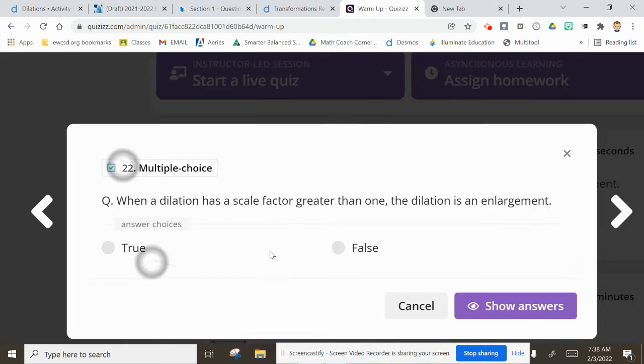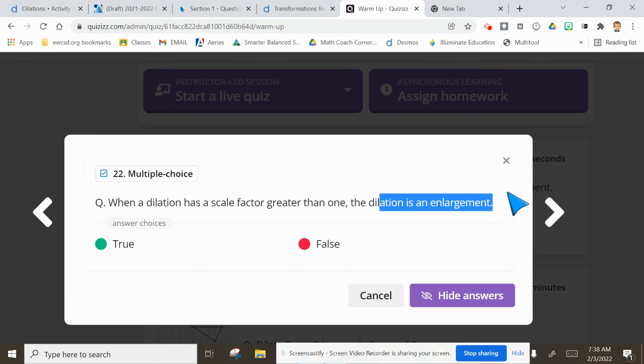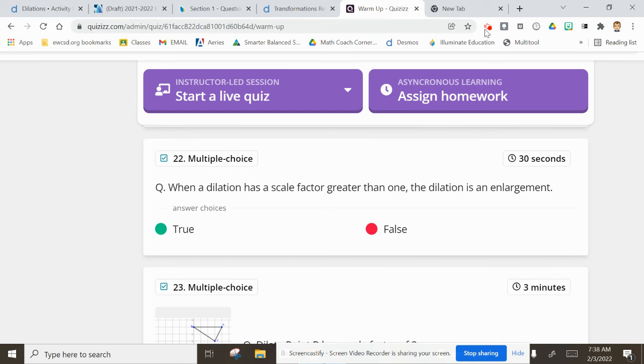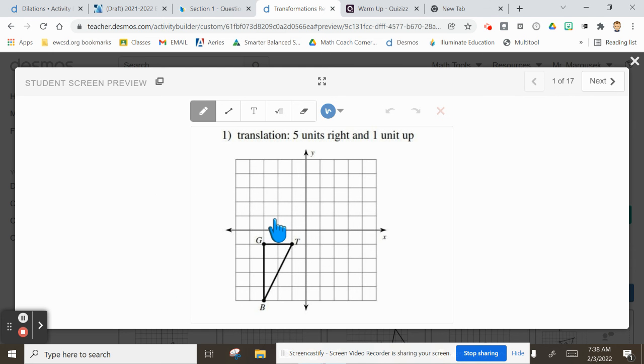All right, guys, do the best you can on this. This is a good review for what you have. You guys know the rules. Dilation, when it's a scale factor greater than 1, the dilation's an enlargement. Okay, that's true. All right, now, after this, we're going to get into review.